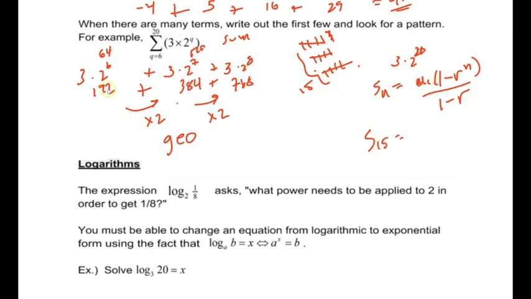The first term was 192. Then 1 minus my common ratio, r, 2 to the 15, all over 1 minus 2.